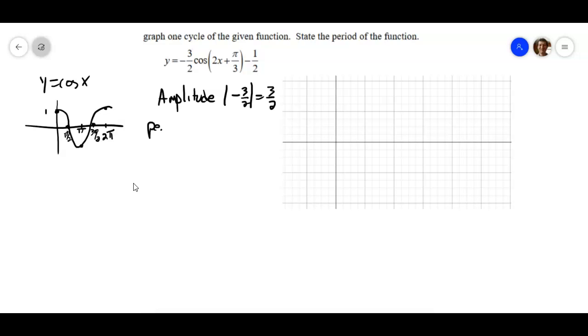The period: the normal period for cosine is 2 pi divided by the coefficient of x, the omega, which is 2. In this case, we get the period is pi.